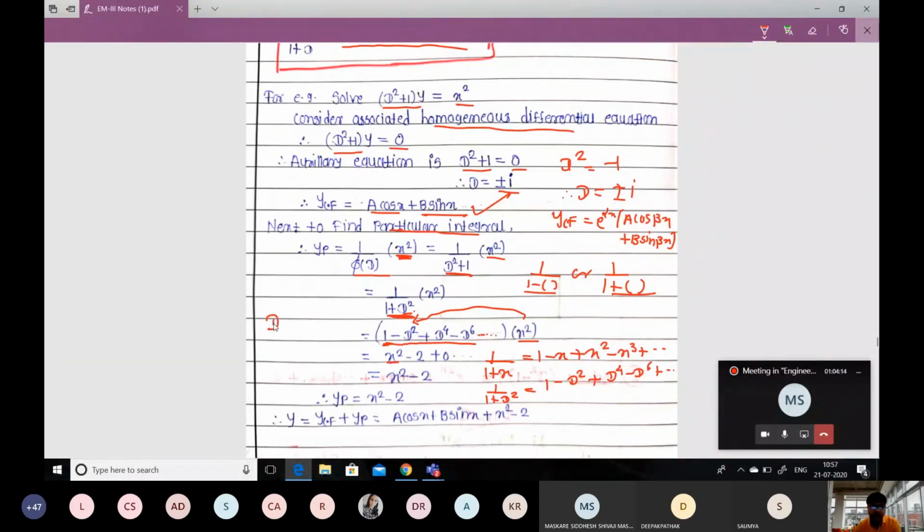Now what is the d square? If d stands for derivative, then what is d square? D square stands for double derivative, successive derivative. So that means we have to take two times the derivative of this x square term. First derivative is 2x, and the second derivative is 2. That's why minus 2 here.